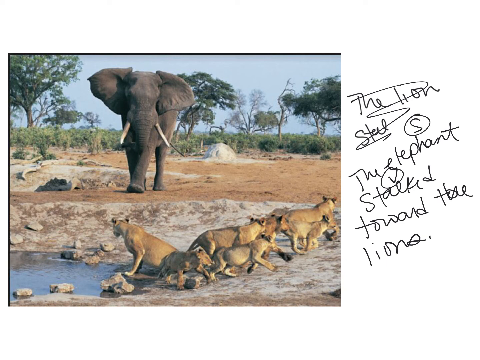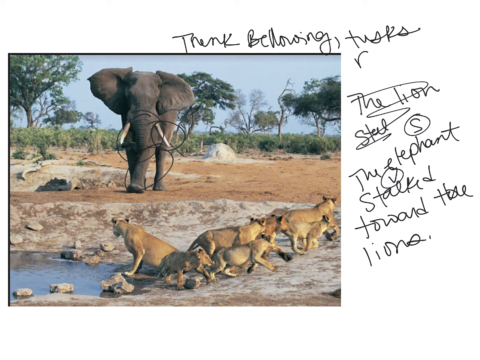So then I want to add my appositive or my absolute at the beginning. So what might we think about? We've got his legs, we might have his tusks, we might have its trunk. So we could say trunk bellowing. The elephant stalked toward the lions. Trunk bellowing, tusks rearing, like they could be rearing up. The elephant, God, why do I keep on calling lion? The elephant stalked toward the lions.